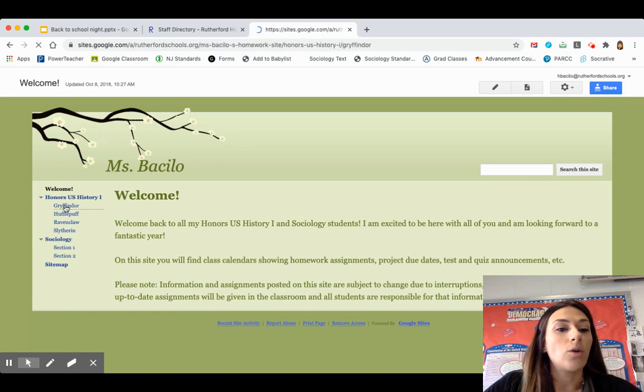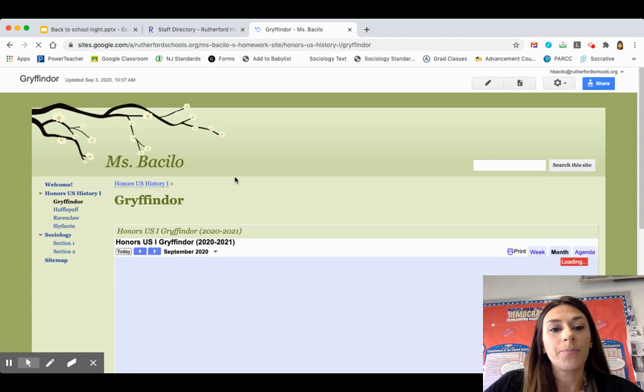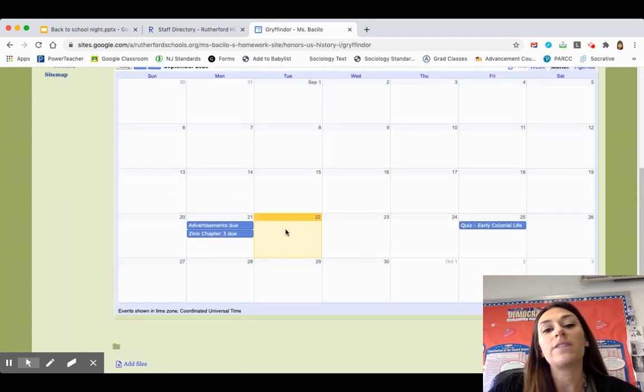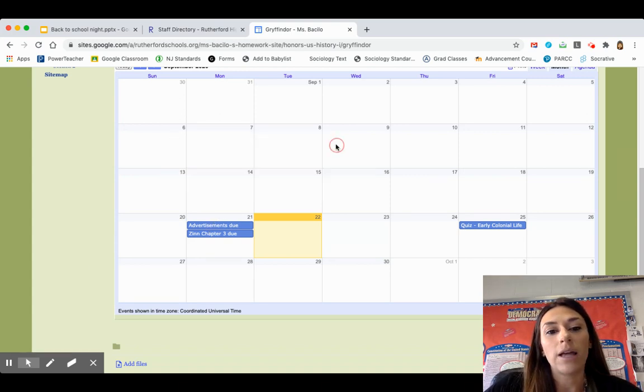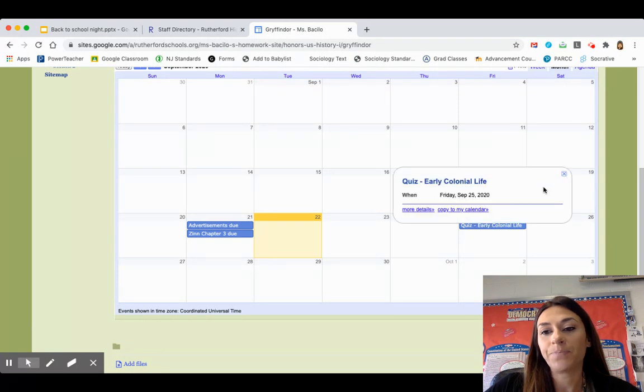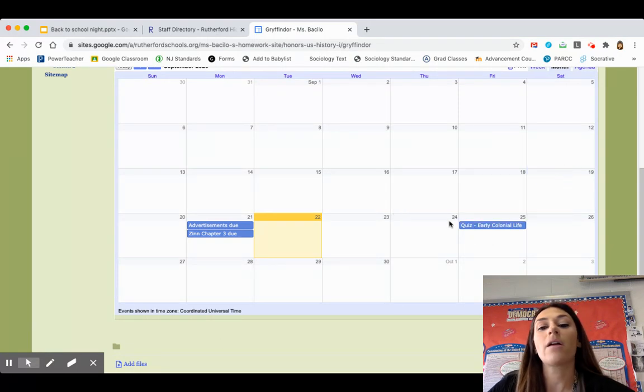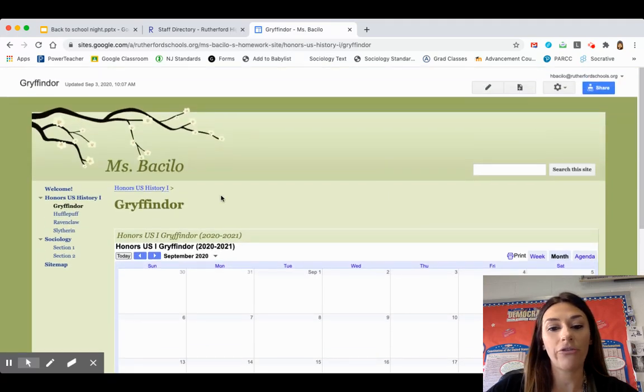So let's say your child is in Gryffindor. When you click on that tab to the left-hand side, it's going to show you the calendar. The calendar is going to have all important dates for quizzes, tests, any assignments that are due, homeworks that are due, and if you click on the tab, it'll expand it and tell you what's going on. Okay, so anything that's due or super relevant will be on this calendar in addition to the Google Classroom in which all the students are a part of.